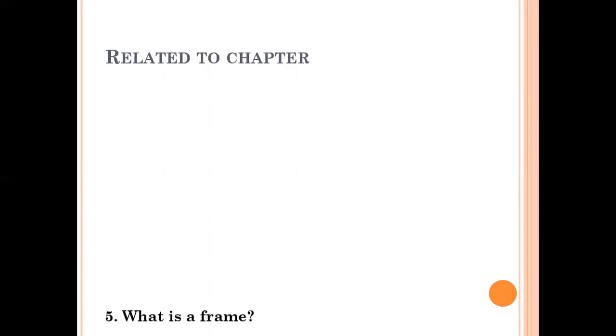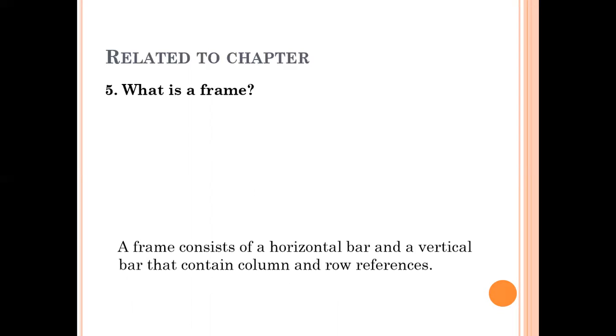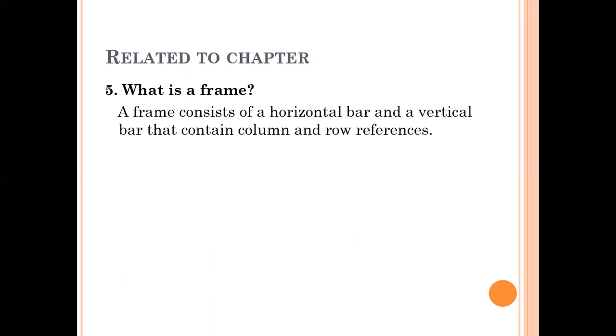Related to the chapter, question number 5 is what is a frame? The answer is a frame consists of a horizontal bar and vertical bar that contain column and row references.